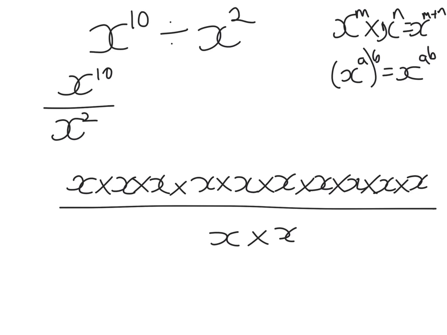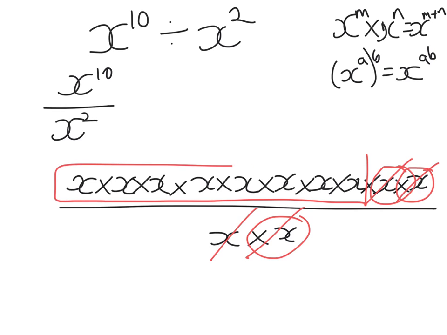Well, I actually can cancel some of these, because I'm multiplying by x on the numerator and the denominator, so I can divide the top and bottom by x. That gets rid of those. Well, I can do that again. Divide the top and bottom by x. So I'm just left with this, which is 8 lots of x multiplied by itself.